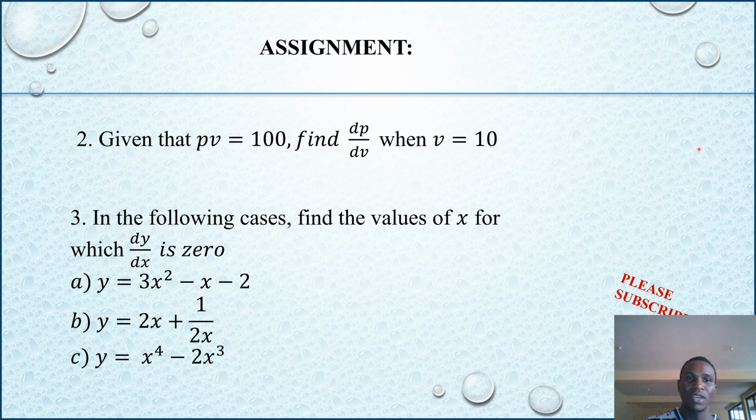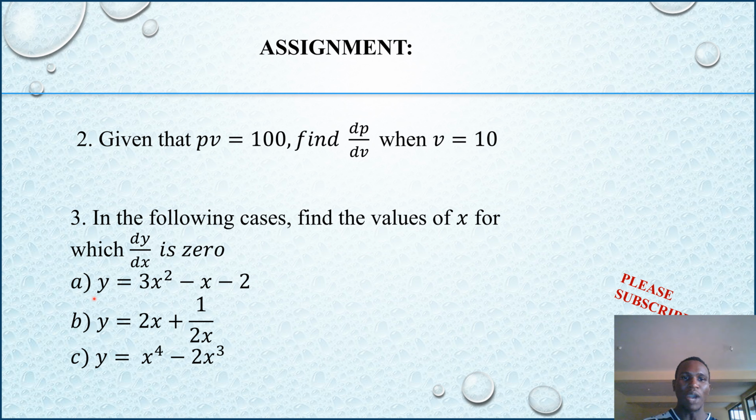The second assignment is you are given that P of E is equal to 100. Find the P on TV. So you see why I was reviewing that concept, that if the function is not between x and y, it is something else. You go back to that section of the video, rewatch it and get the concept there, and you apply it to this question.